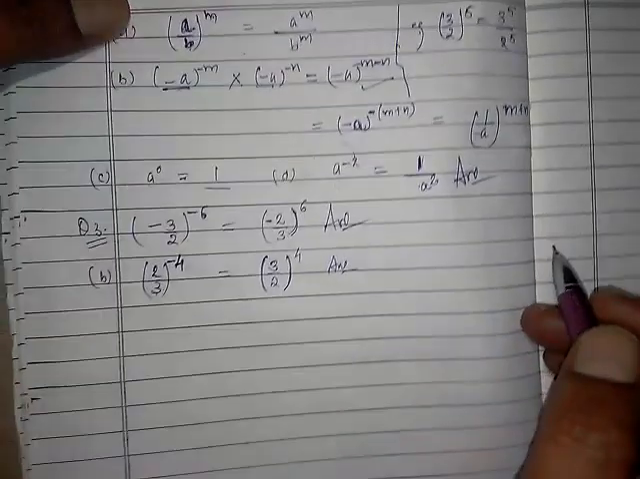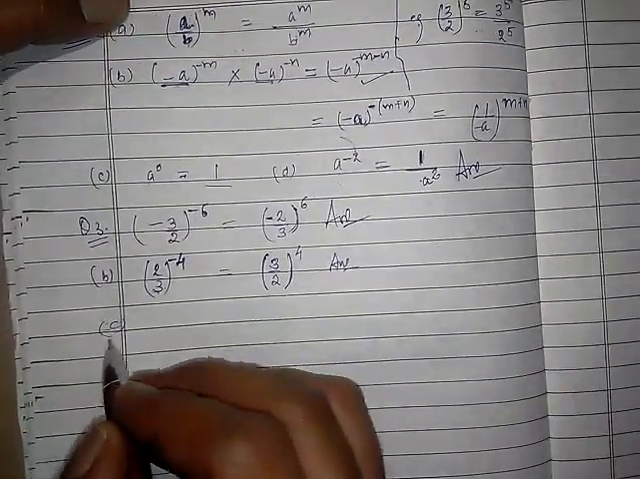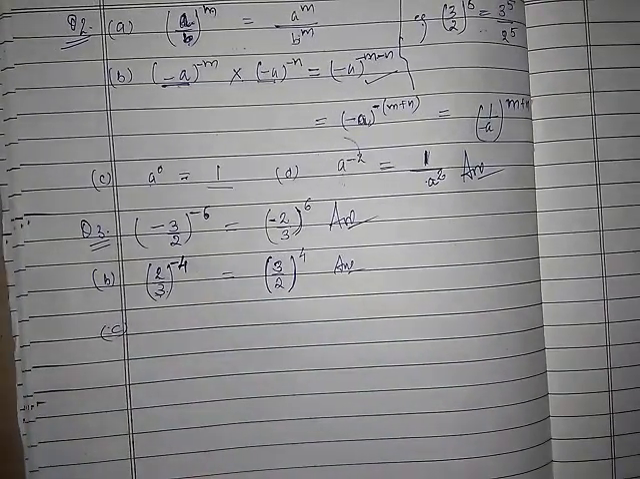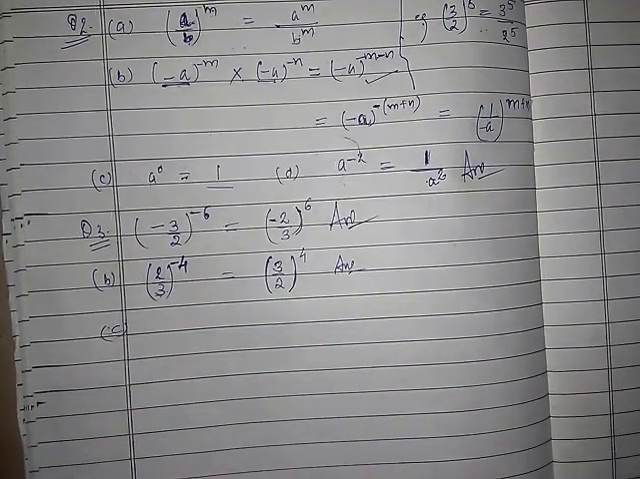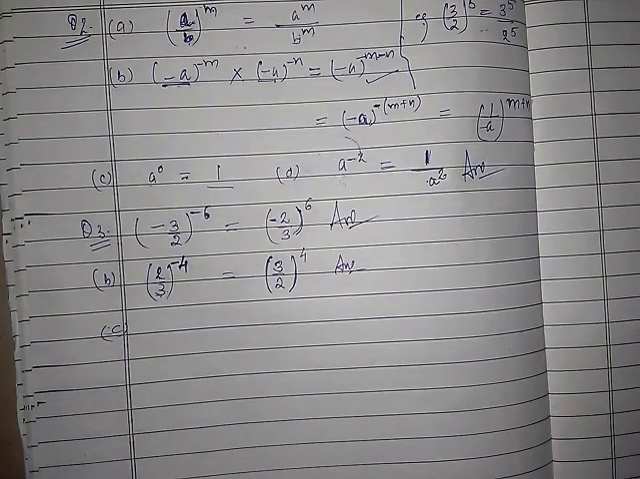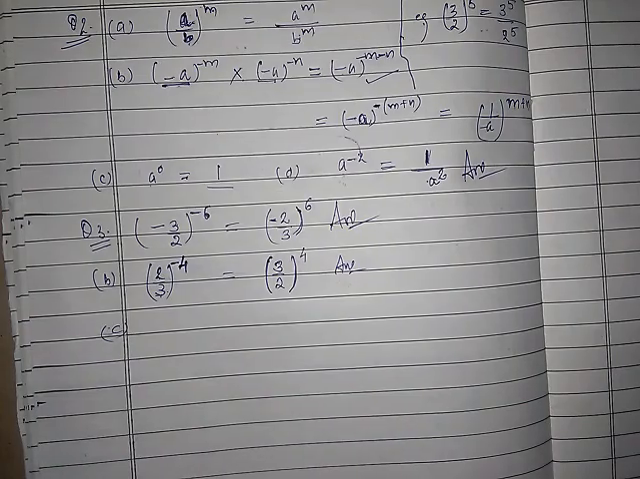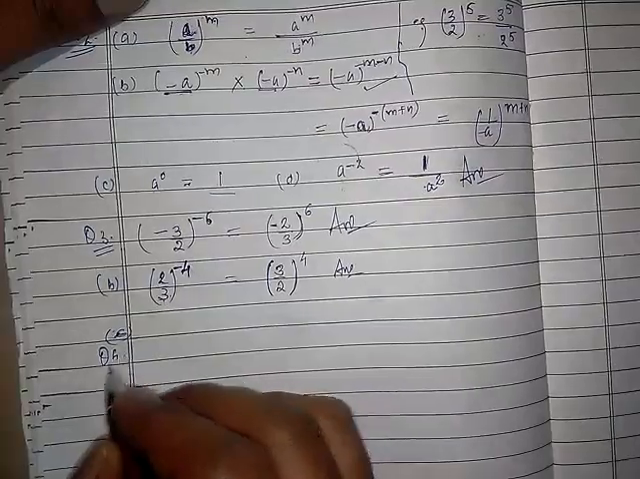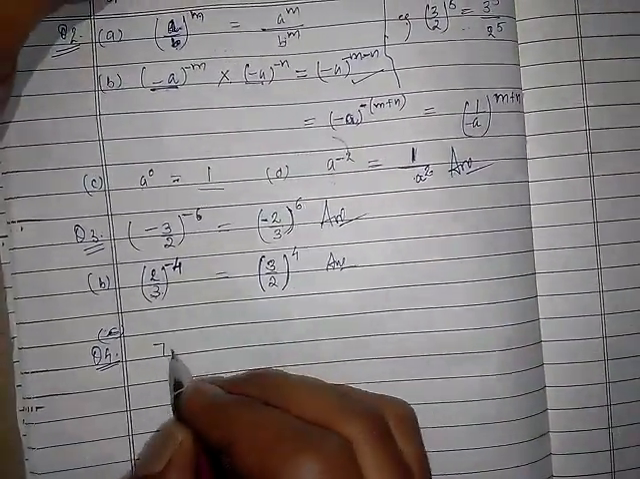Clear? So the rest two parts I am leaving for you, that are C and D parts, that you will solve yourself. Okay, that is totally the same as we have done in parts A and B. Then come to your question number 4. Expand the following number using exponential notation. Question number 4 is there. Exponential notation.